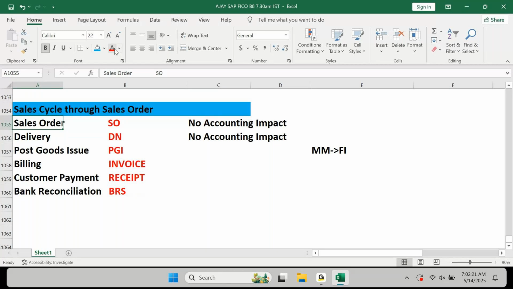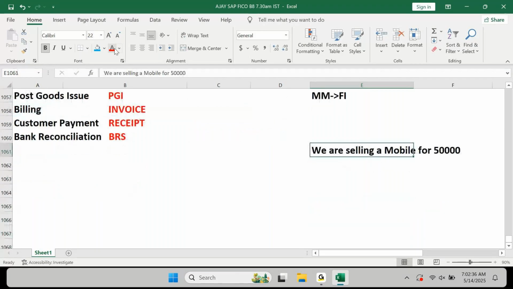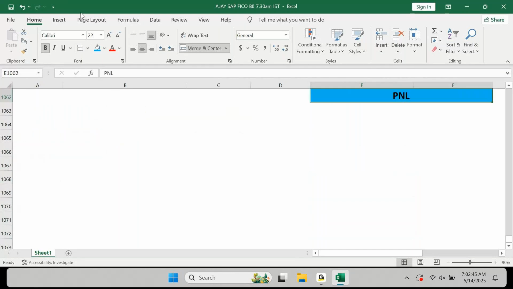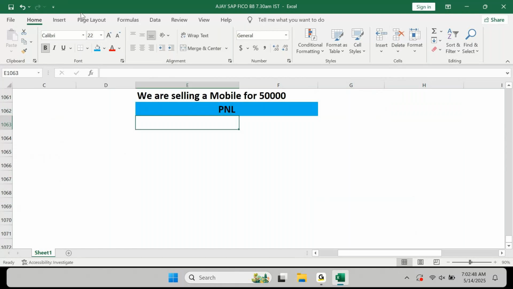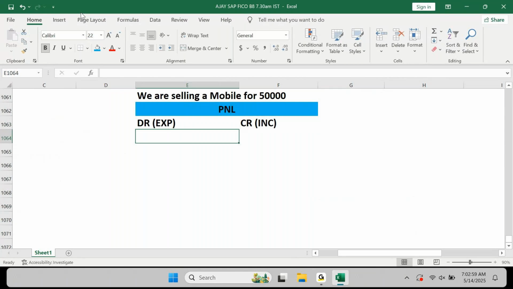Let's say we are selling a mobile for 50,000 rupees. And now you are going to prepare a P&L. Agree? You will prepare a P&L for it. In P&L, you will get debit, expenses, credit, incomes. Am I right? This is what you get on your P&L.